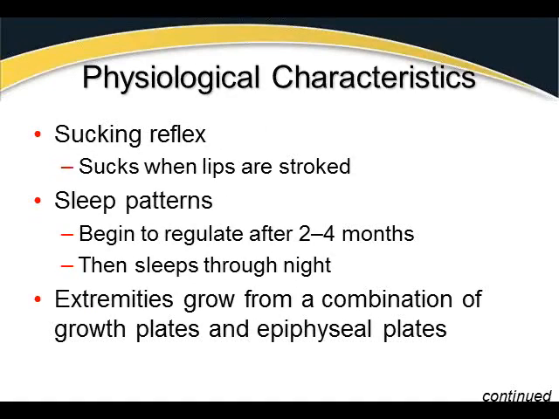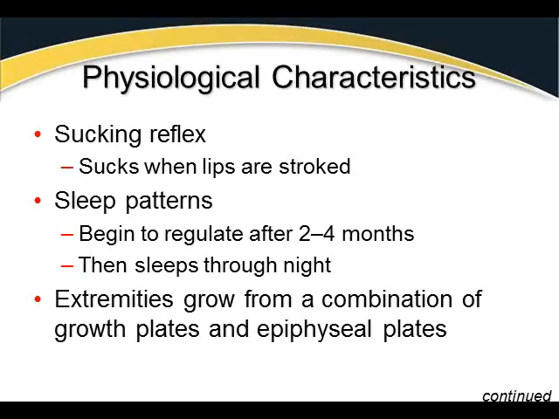Their sleeping patterns begin to regulate a little bit after about 2 to 4 months, and then, the closer they get to 1 year of age, hopefully they will start to sleep a little more through the night. Infants will sleep 16 to 18 hours a day, and hopefully they will start to develop more normal human hours, but the babies need that sleep for development.